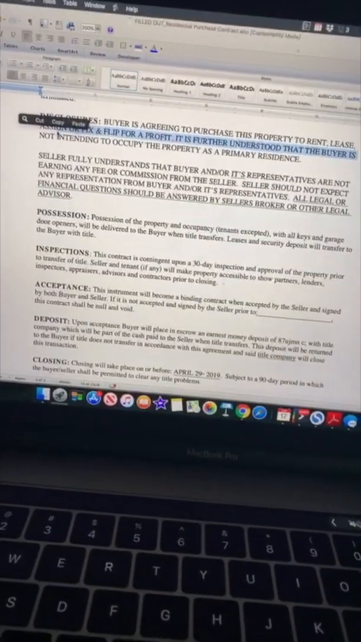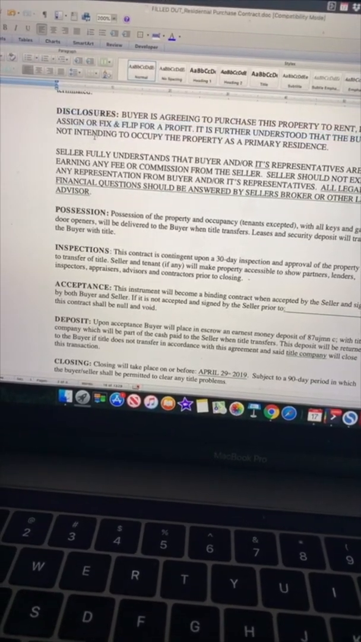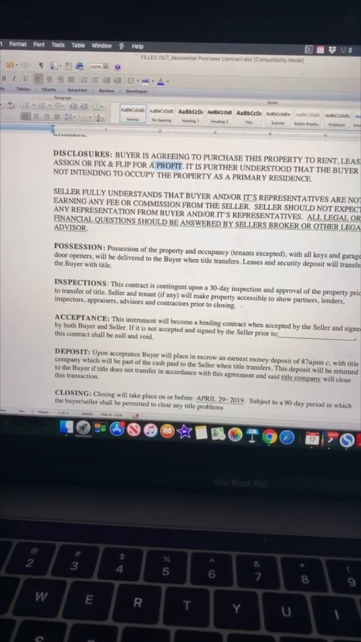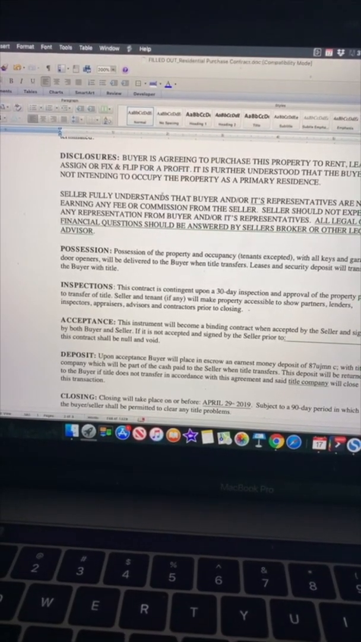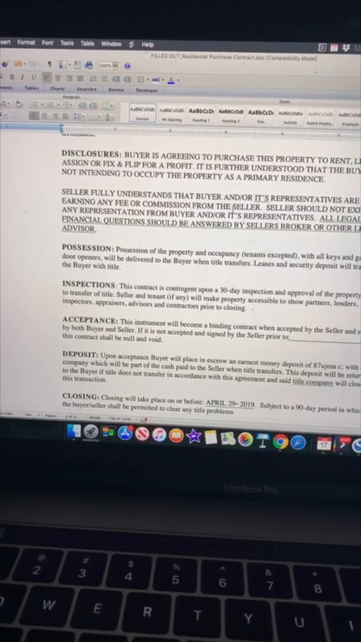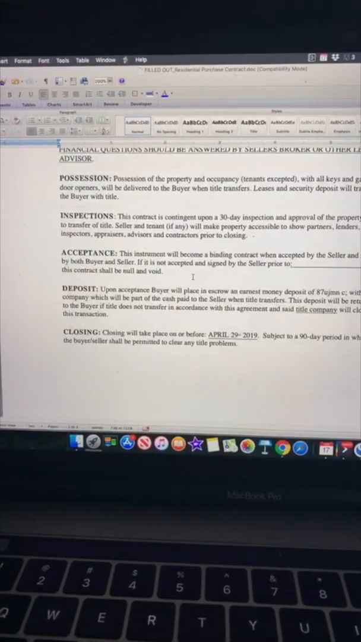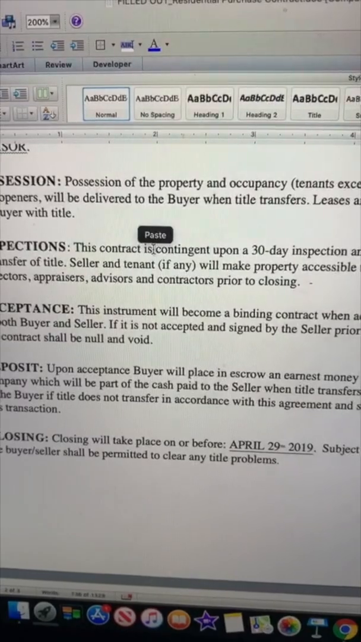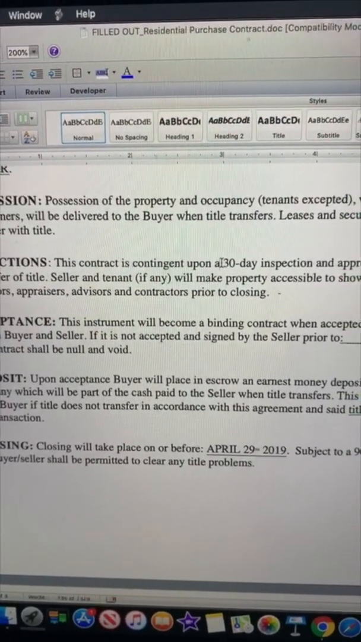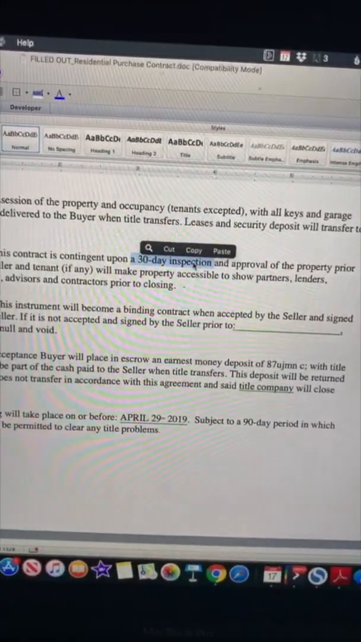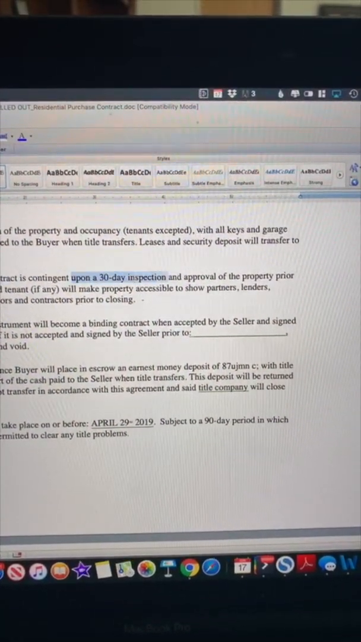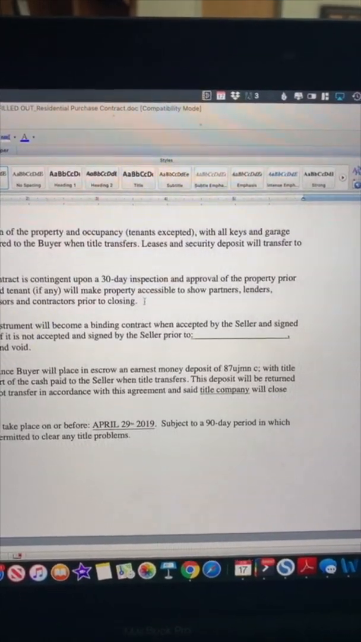Listen, it's right here in the contract. And I tell the seller, listen, we don't know if we're going to rent it, lease it, assign it, fix it, or flip it, but the bottom line is we're doing it for a profit. And obviously I'm not going to live in the property. I'm not going to live in it as a primary residence. That's number one. Number two, important part, as we talked about, is our inspection period. The contract is contingent upon a 30-day inspection period. That is critically important because this is our out clause. We can get out on the inspection period, right?